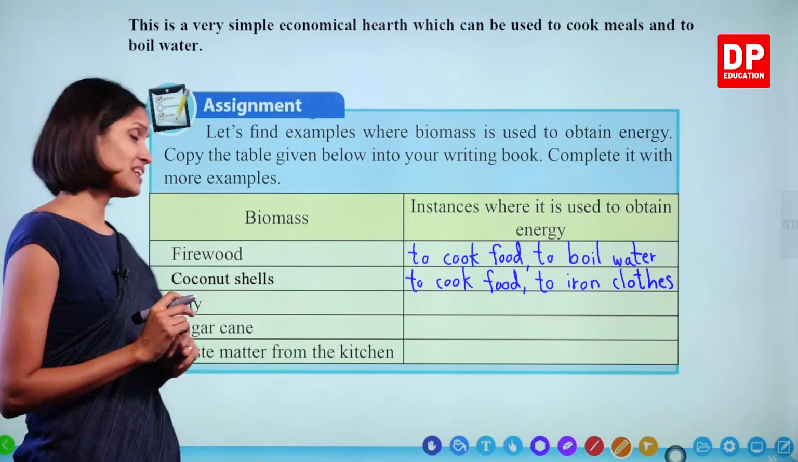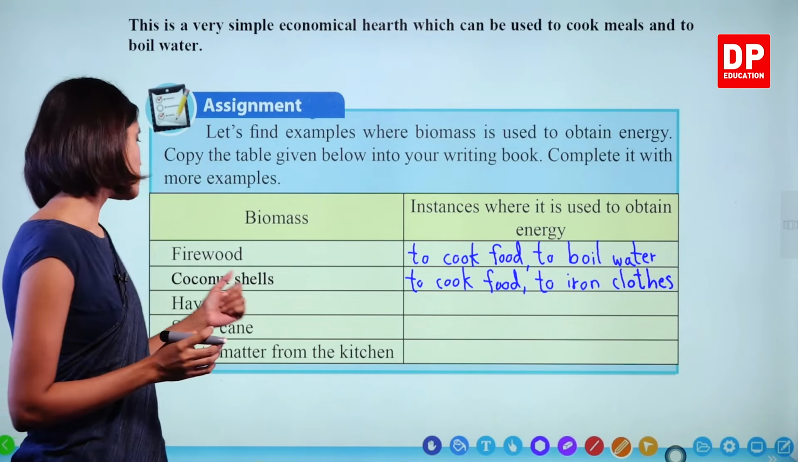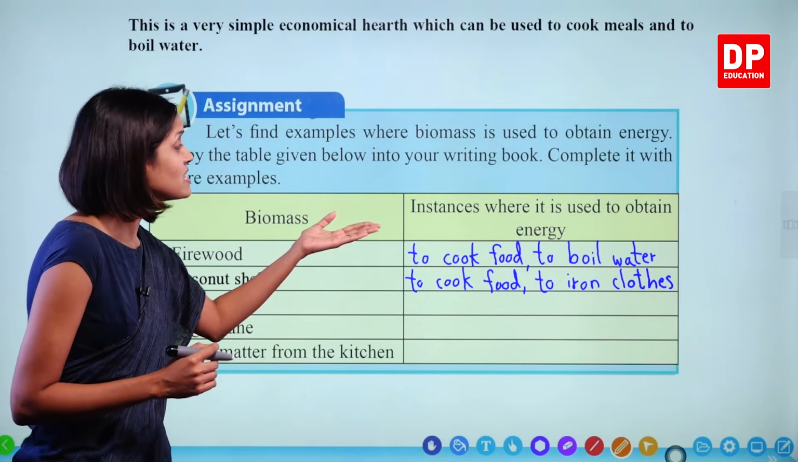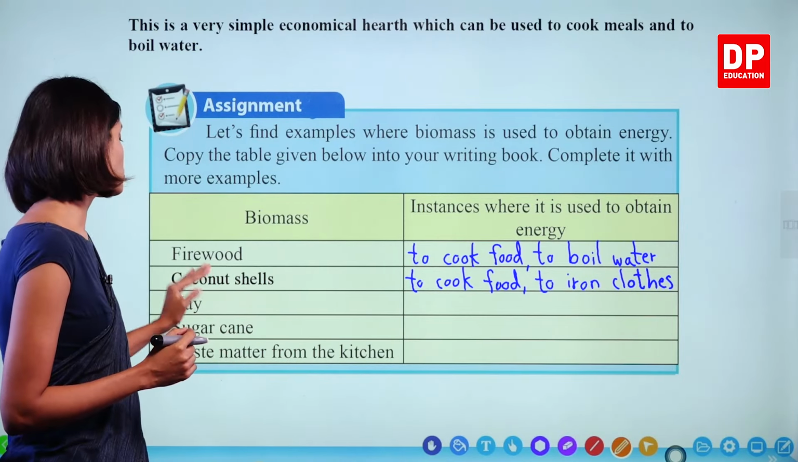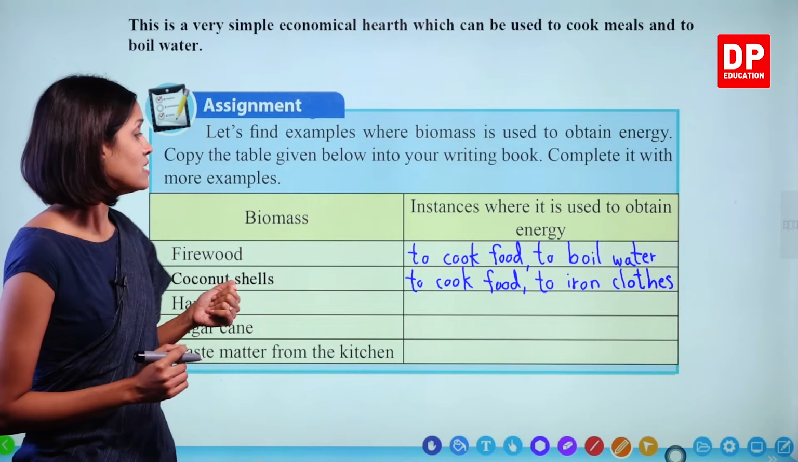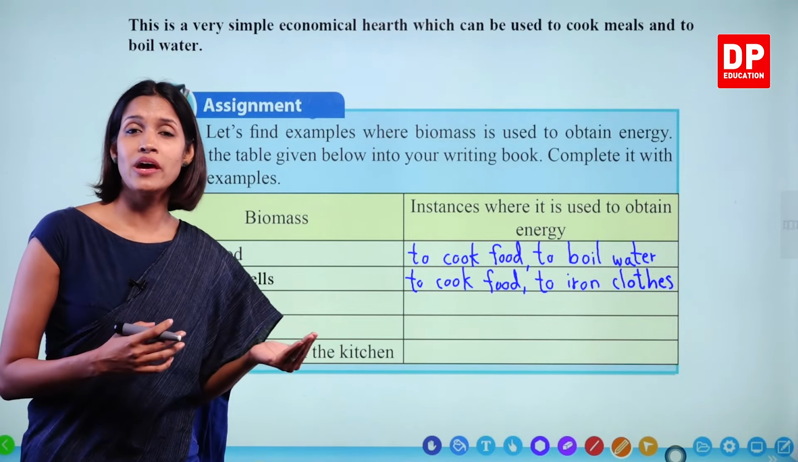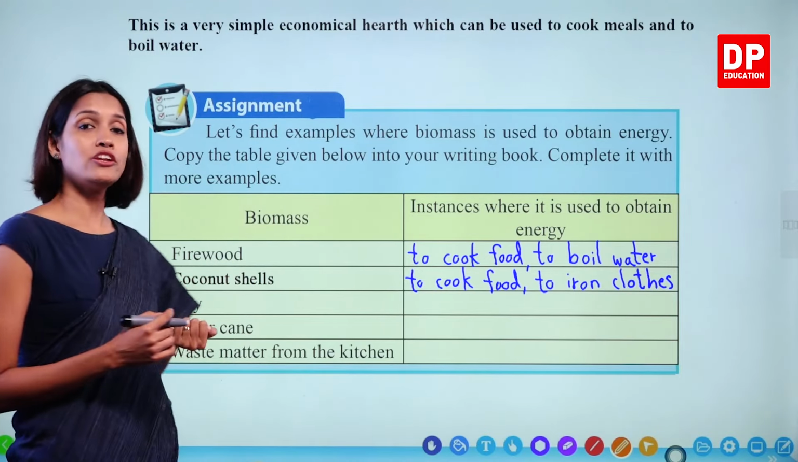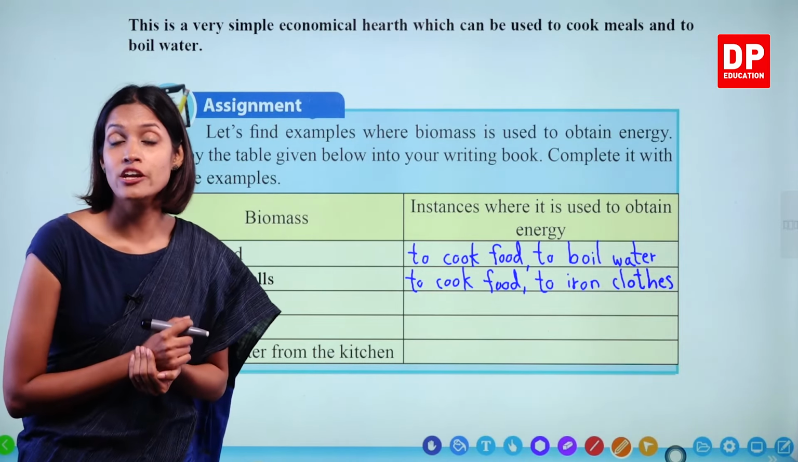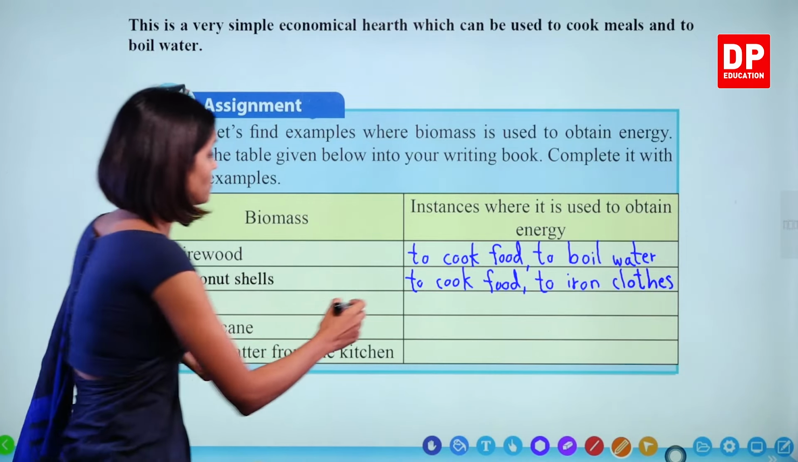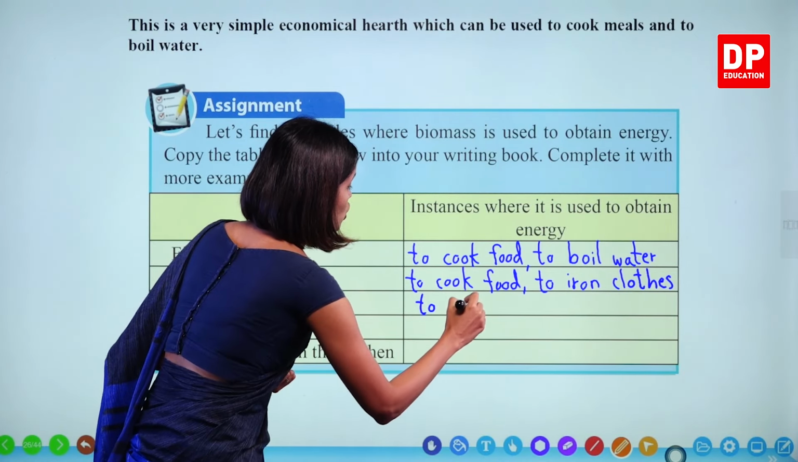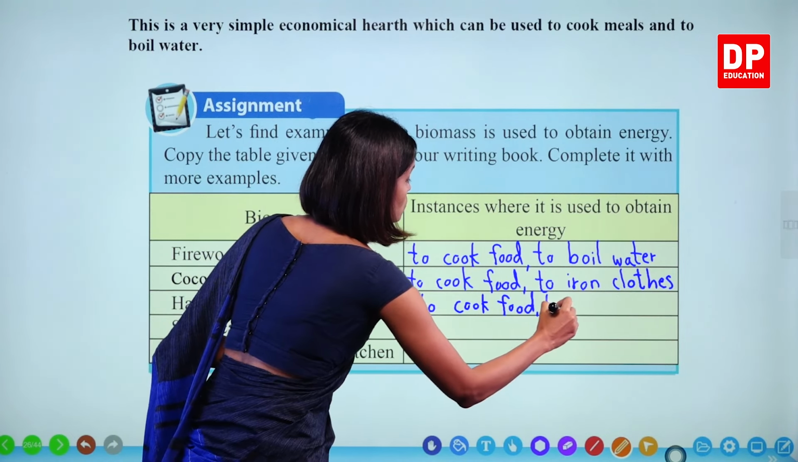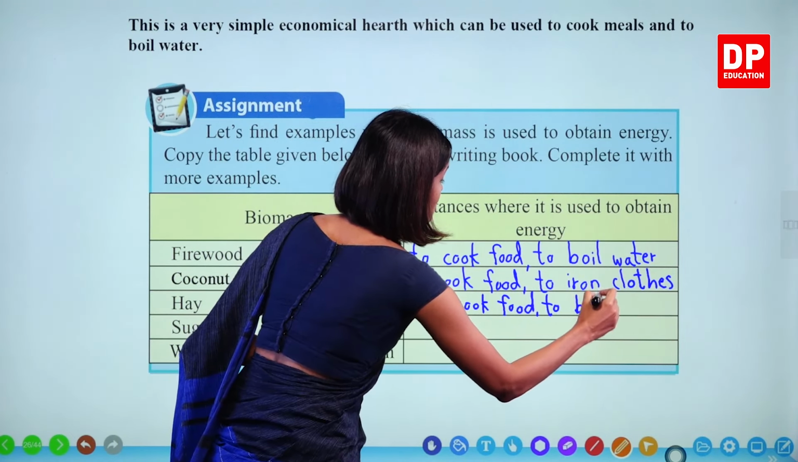So the third one, hay. Hay means dried paddy leaves. So how can we use paddy leaves, dried paddy leaves or hay, what are the instances that we use? Again, I told you, you can use these type of dried substances to burn them and to get energy. Okay, so by burning this hay, we can get energy, heat energy, and we can use it to cook food, right? We will write to cook food, to boil water, to heat water.